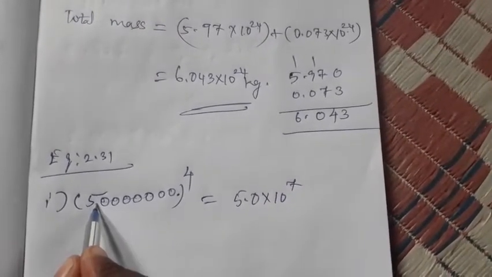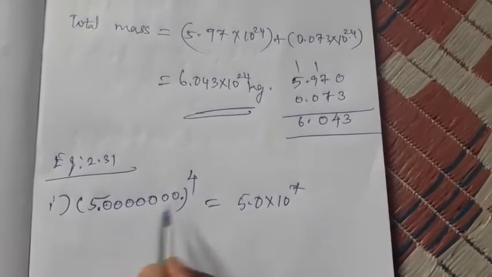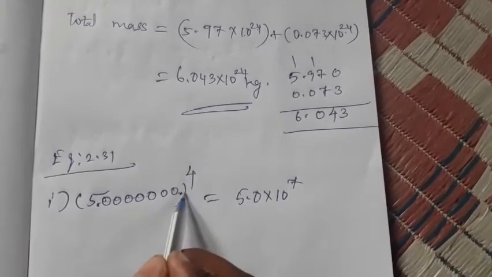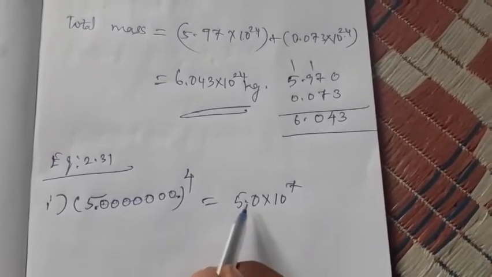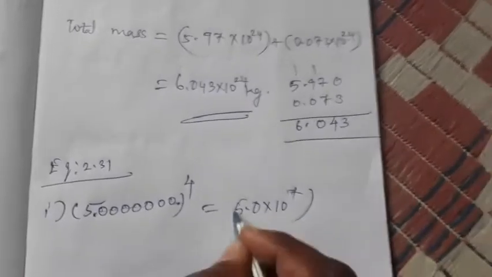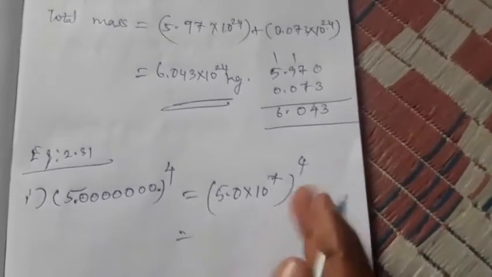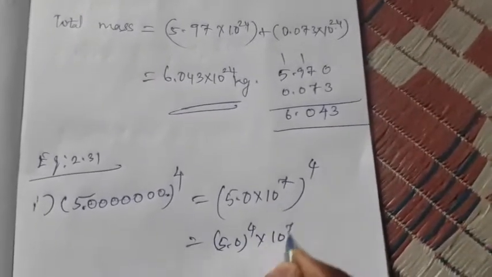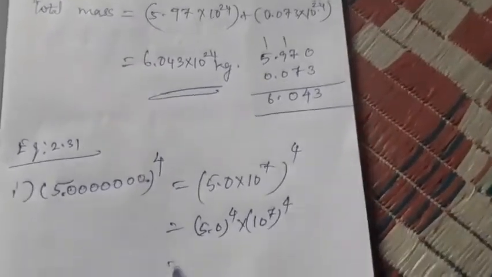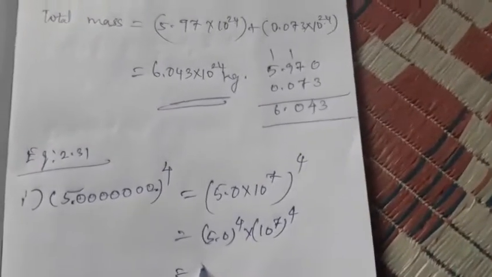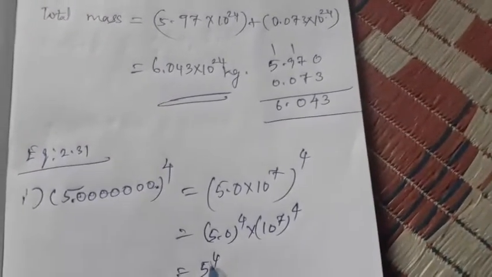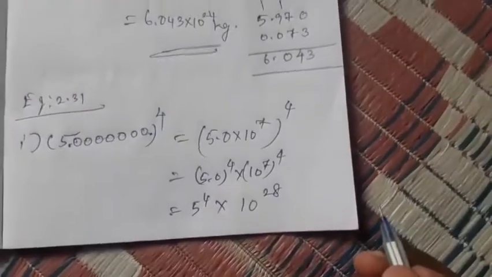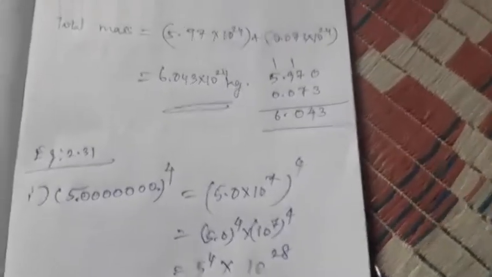We have to bring the answer in the form 5.something. When we bring the digit here, how many digits are there between this point and this point, total 7. That is 5.0 × 10 to the power 7, whole to the power 4. Next, the power is common, so substitute: 5.0 whole to the power 4 × 10 to the power 7 whole to the power 4. Next 5 power 4, what is the value? 5 power 4 means 5 multiplied by itself 4 times. Check it once.